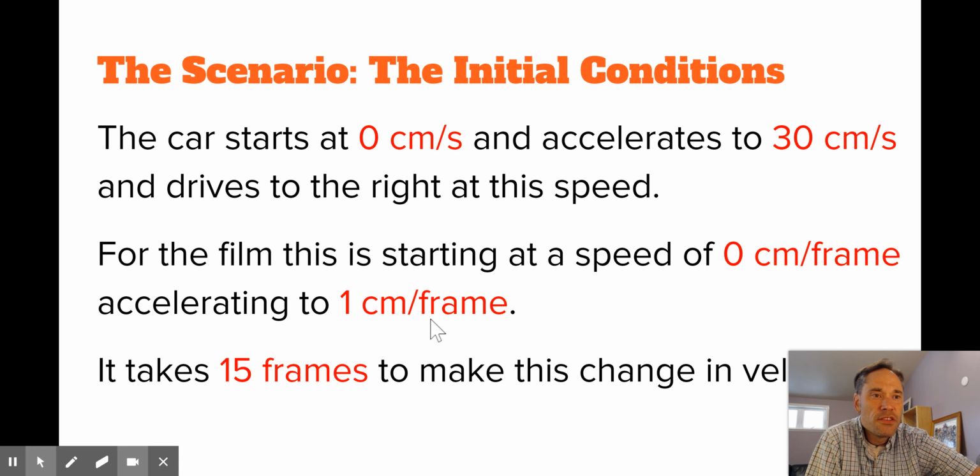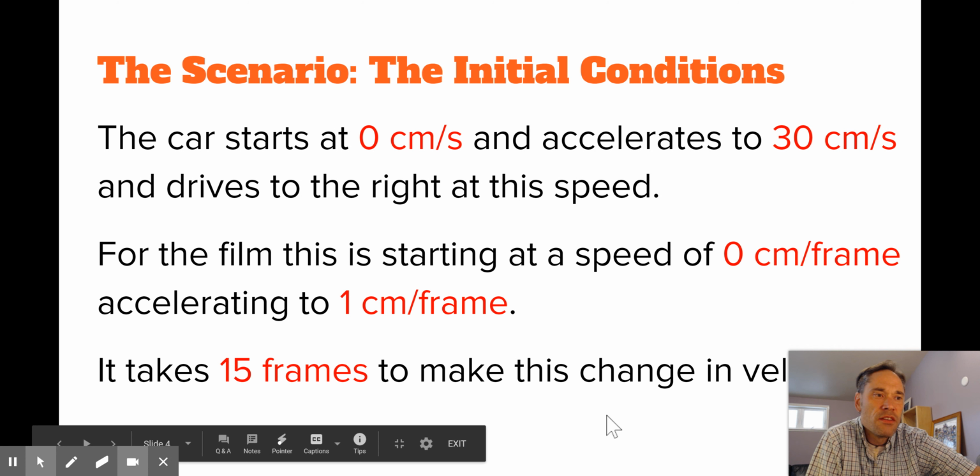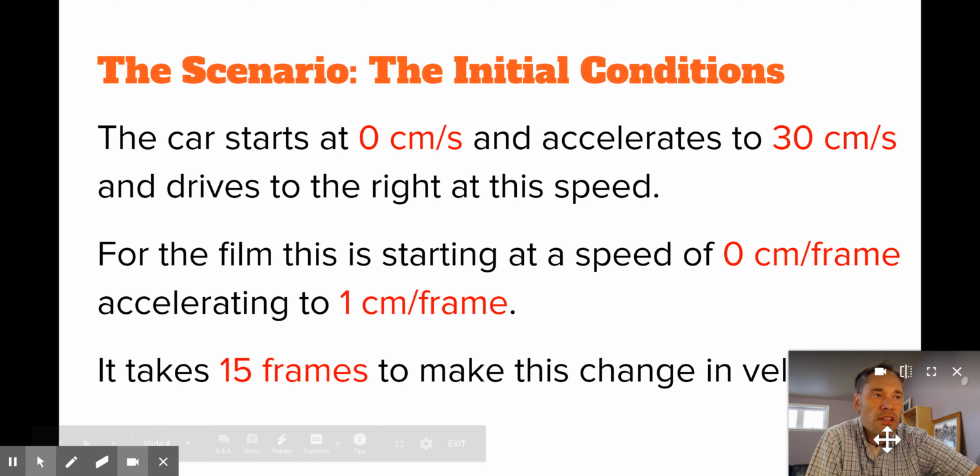And I put that into stop motion animation speak, saying that it starts at 0 centimeters per frame and then accelerates up to 1 centimeter per frame. And it takes 15 frames for that change in velocity to happen.